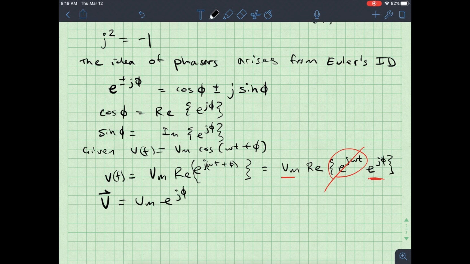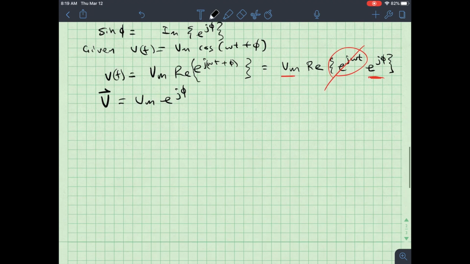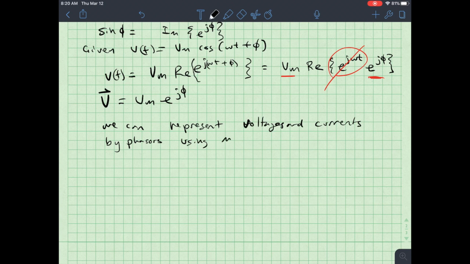And so in general, we can represent voltages and currents by phasors, using the magnitude and angle, as long as the signals are in cosine form. Let me write that down.